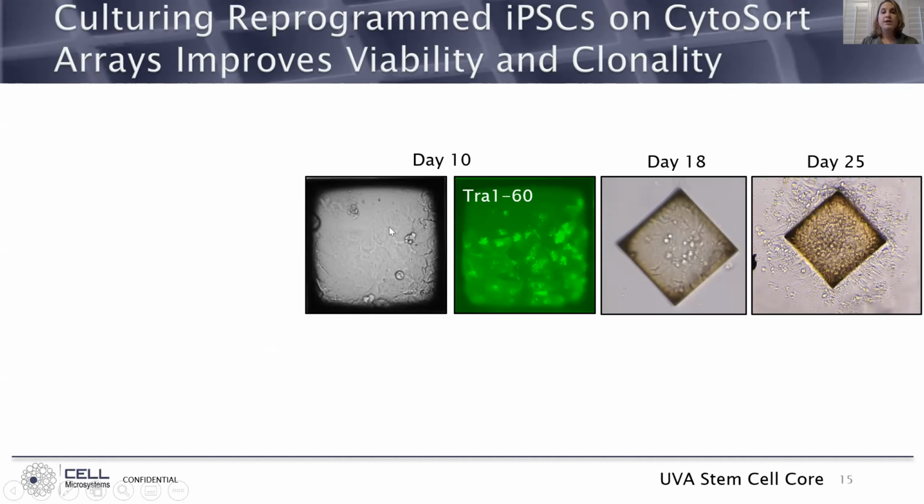So you can see here a scan of the array. This is one of the microwells in the array at day 10. By day 10, we already have confluent cells on the microwell, on the raft in the microwell. We performed that live TRA160 staining directly on the array itself and then imaged it on the deck of the AIR instrument, and you can see those beautiful GFP positive TRA160 cells.